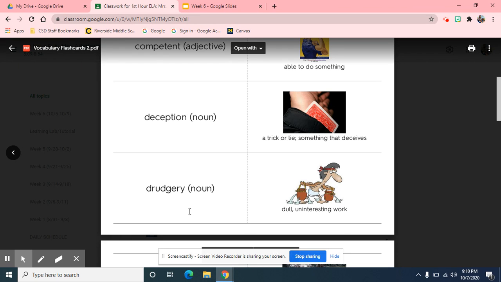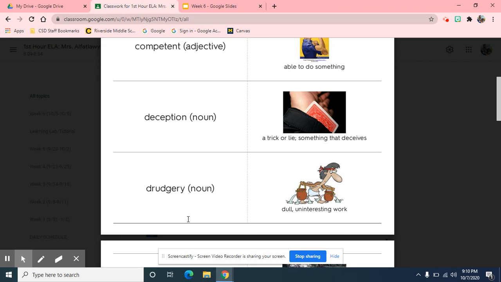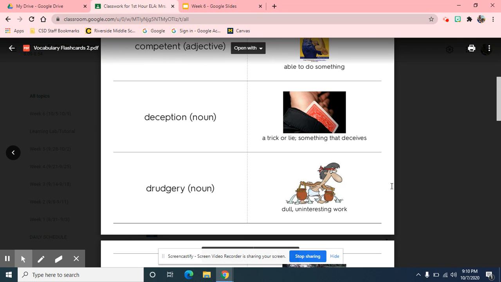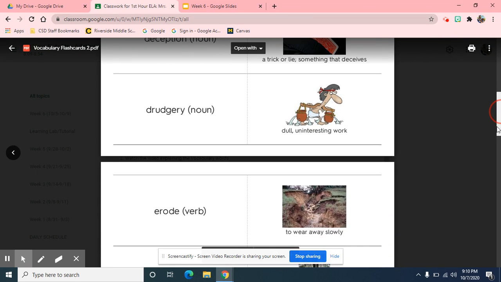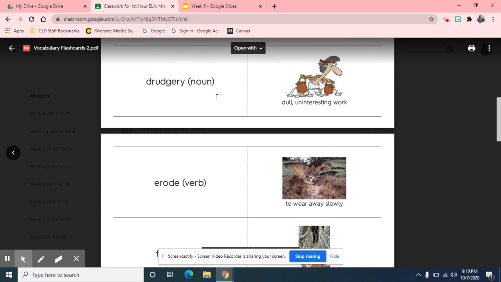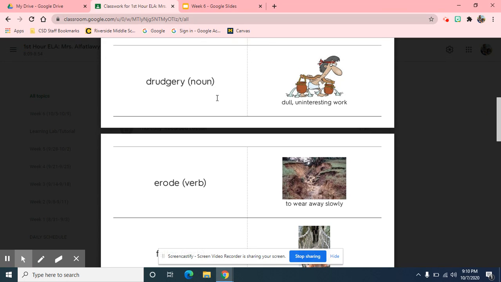Okay, the next word is drudgery. So drudgery is a noun. It means dull, uninteresting work. Scrubbing floors is drudgery. Sometimes just writing lots of notes in English is also drudgery. I know, sometimes it's boring, it's a lot of work, it's not that interesting. So the word is drudgery. Okay? So you can say, for example, maybe cutting the grass is drudgery for some people. Some people actually enjoy cutting grass.